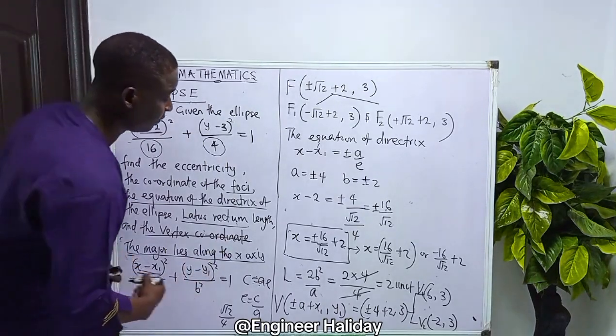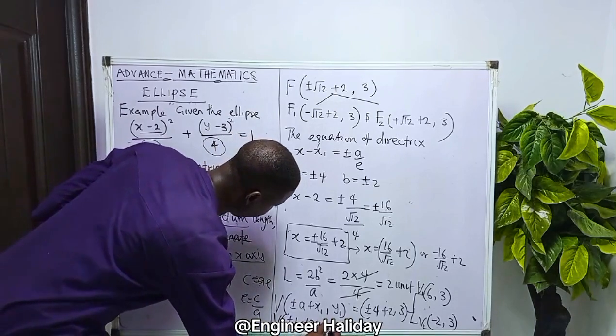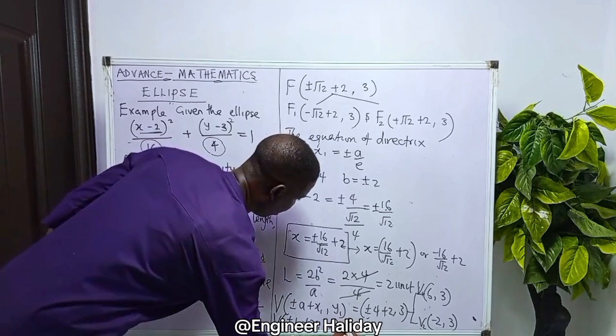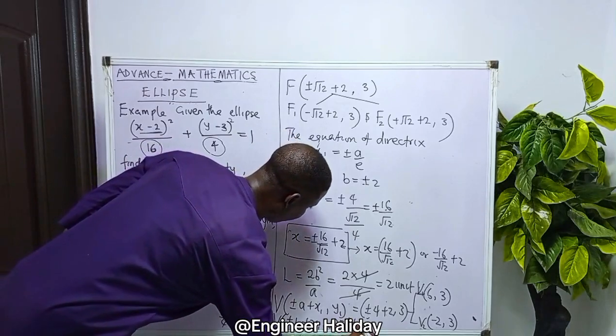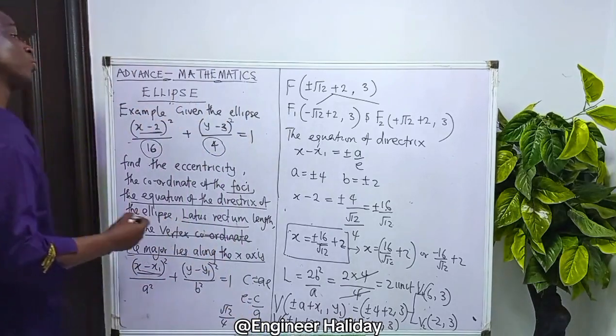If you want to know the minor vertex, you can use plus or minus b plus x1, comma y1. You still get your answer. I think that one will now give you plus or minus 2 plus 2, comma 3. So that's what you are going to have for that one.